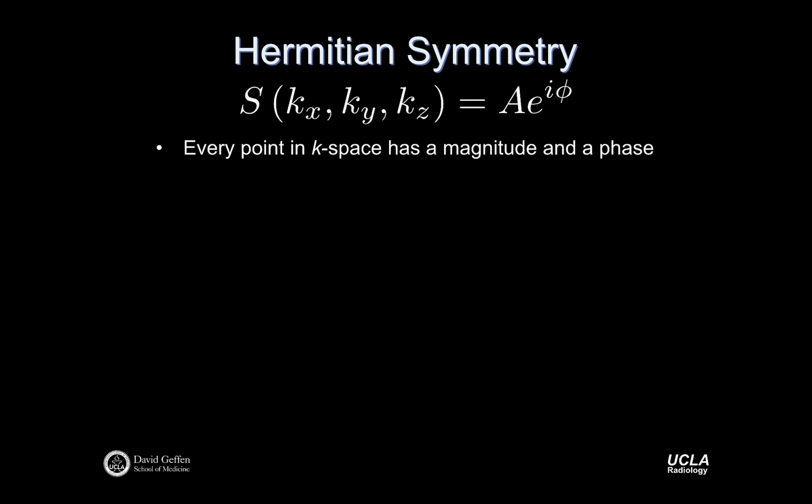Right? The magnetization could point in different directions. And in fact, on the Tuesday lecture that's coming up, Mike will talk about how we store information in the phase and how we can use that as a very useful component of the MR experiment. He'll get into some more details about that. So bottom line, every point in k-space actually has a magnitude and a phase.